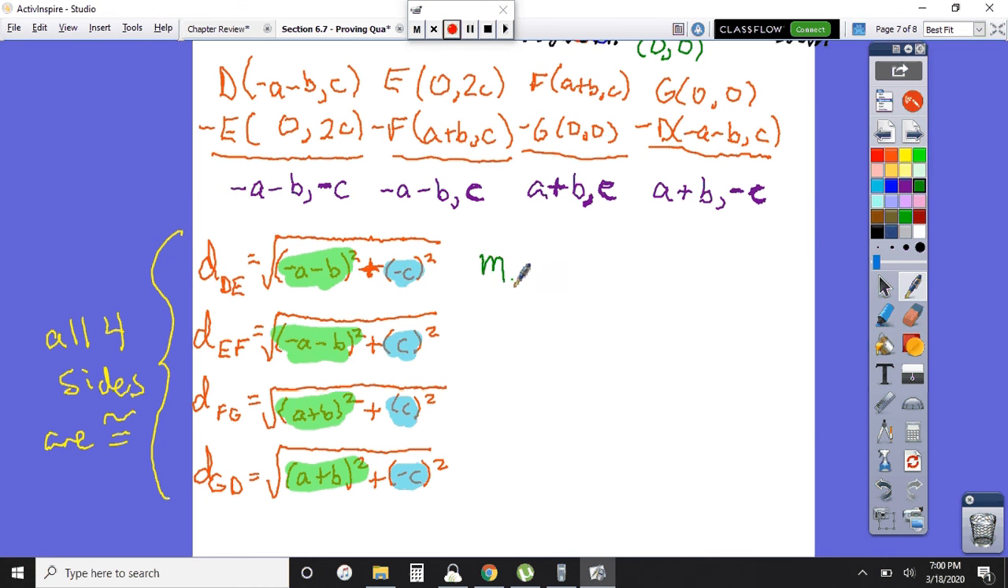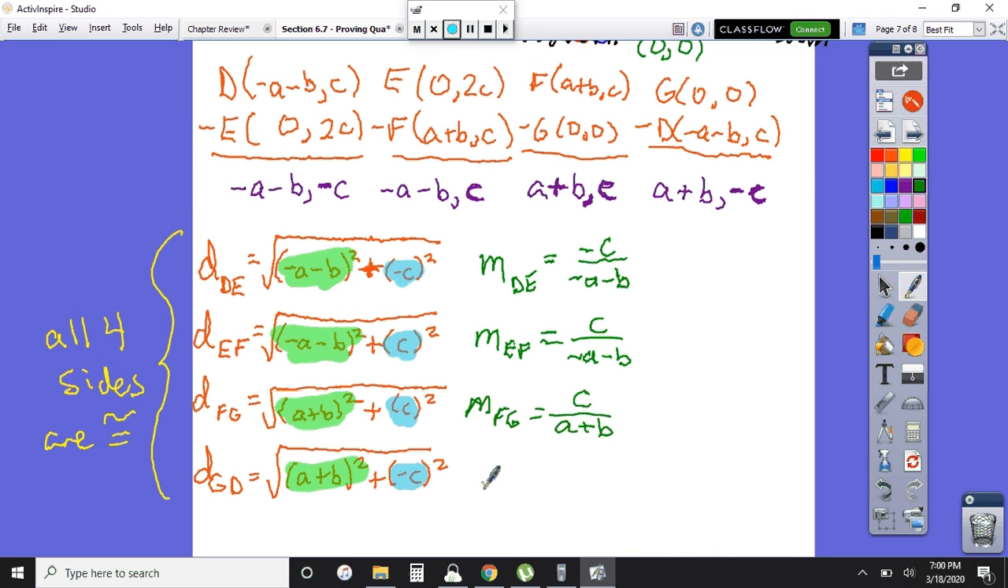So the slope from D to E, remember, the run is the first number that we have here, and then rise. So rise over run for slope, we'd have negative c over negative a minus b, and we'll simplify that soon. The slope from E to F would be c over negative a minus b. The slope from F to G would be c over a plus b. And the slope from G to D would be negative c over a plus b.